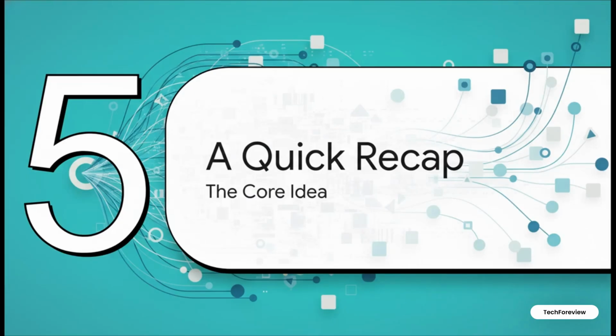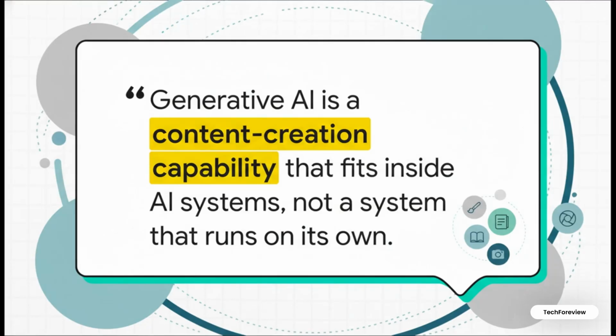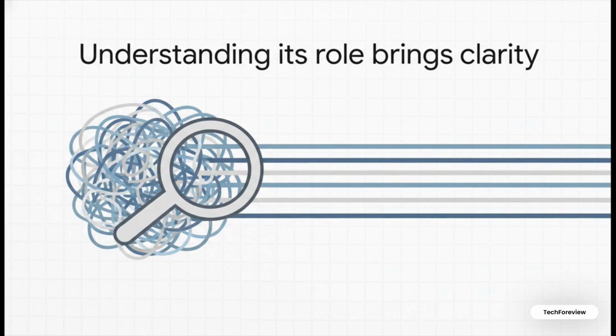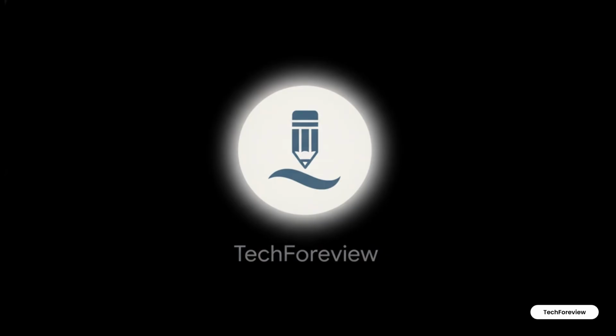Okay, let's do a quick recap of the core idea we've discussed. If you remember just one thing, let it be this. Generative AI is a content creation capability that fits inside AI systems. It's not a system that runs on its own. And understanding that difference is really the key. When you know its specific role, it becomes much easier to use the technology well and to stay aware of its limits. And that brings us to the end of our brief Foreview.